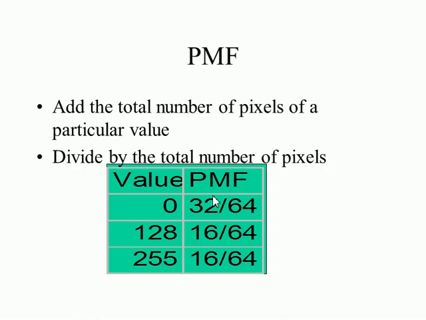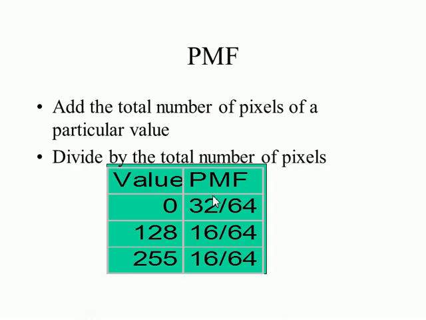So somebody counted up all the zeros in the image and said there were 32. Then they counted up all the value 128s in the image and they said there were 16 of them. And then they figured out there were 16 255s, and there was a grand total of 64 pixels. So to get the probability mass function, you divide the number of events for each one of the values by the total number of events that you encountered. Thus, the random variable of pixel intensity was characterized by its probability mass function.